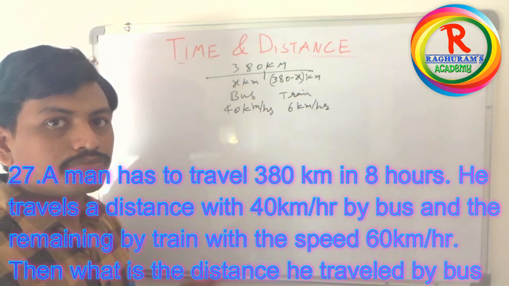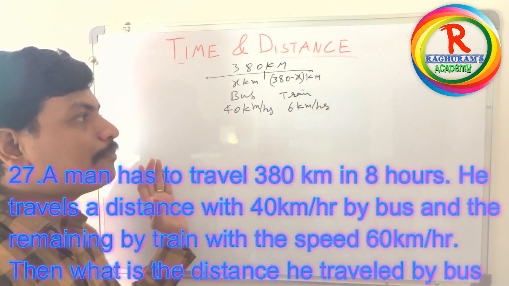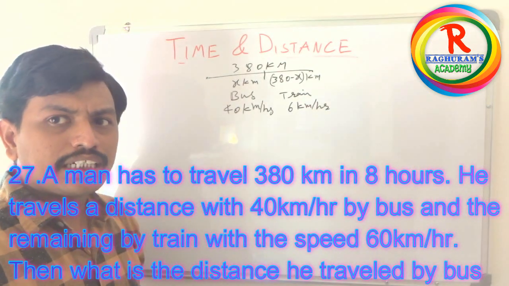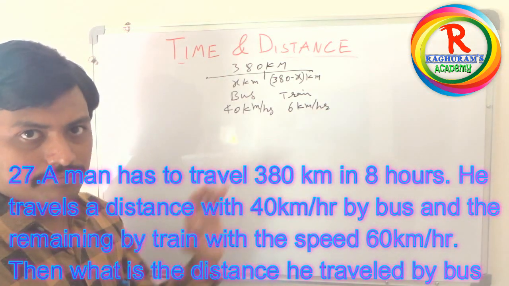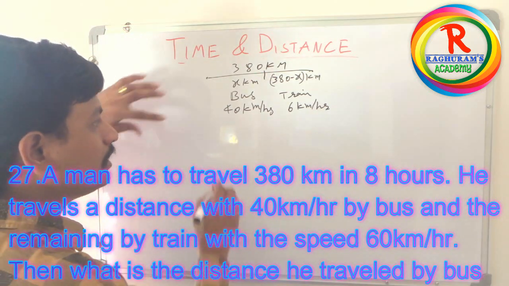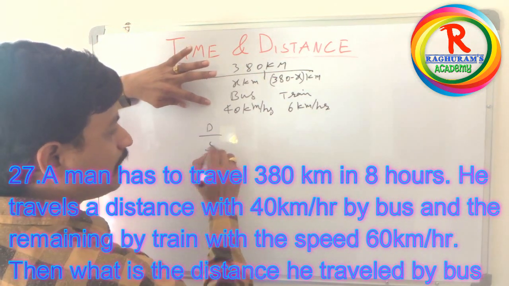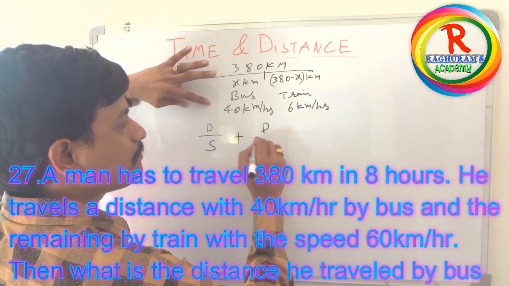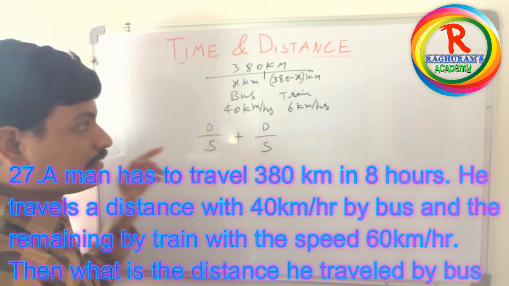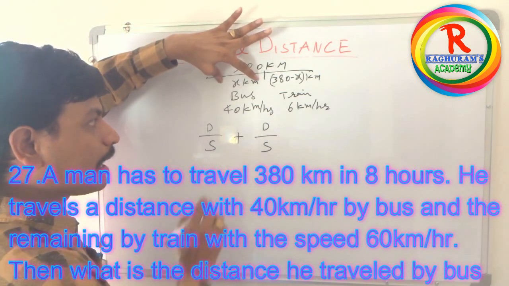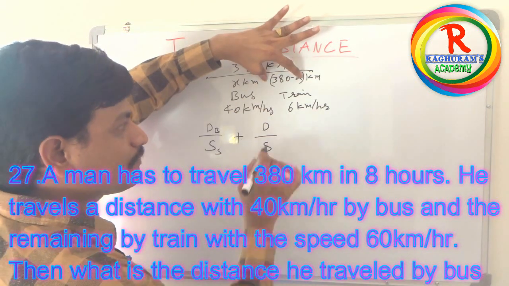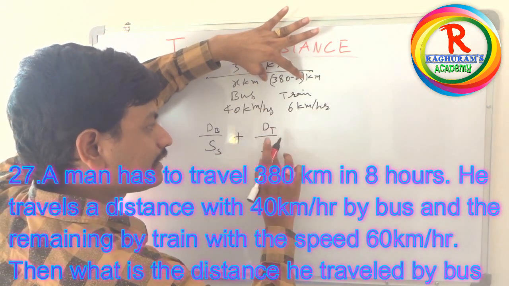First the normal way. In the normal method, first we frame an equation. After framing an equation, we solve it. We know that it took 8 hours total. So what is the time formula? Time is distance by speed. So distance by speed plus distance by speed. The first part is by bus, I'll write d_b over its speed, and d_t for the train.